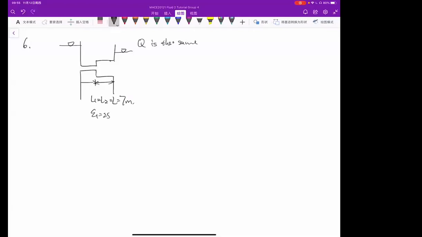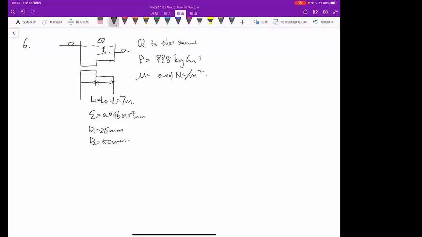And epsilon for both is 0.046 millimeter. D1 is 25 millimeter, D2 is 50 millimeter. The entrance and exit are sharp edge. So when you see sharp edge, that means you need to consider minor loss, right? Rho is given as 998 and viscosity is given at 0.001 newton second per square meter. The delta Z is 20 meter.